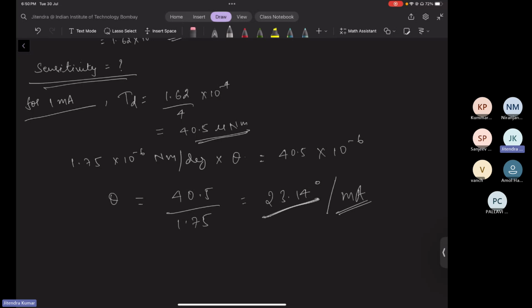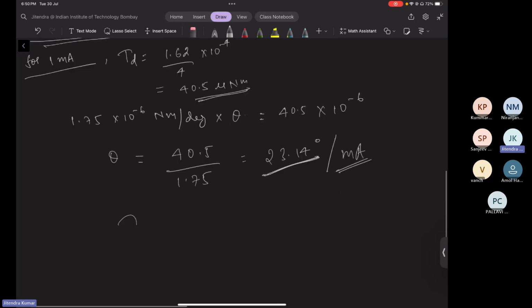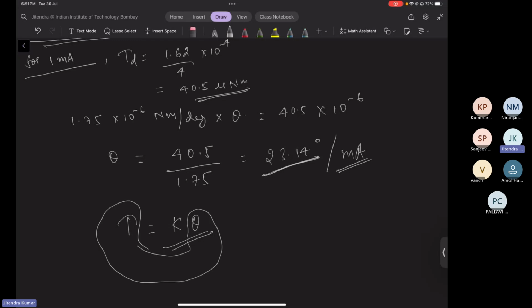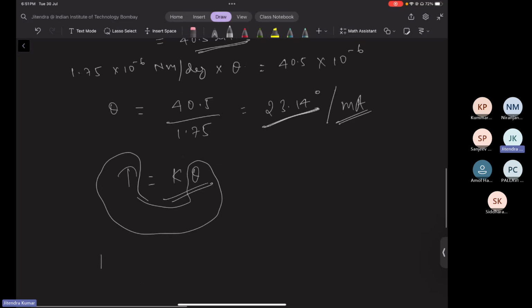Could anyone let me know whether this PMMC device is linear or non-linear? Let me again show you the expression T is equal to K into theta. So torque is linearly dependent on the position. What do we call such devices, linear or non-linear? Linear, sir. Linear device, right? So PMMC devices are linear devices.